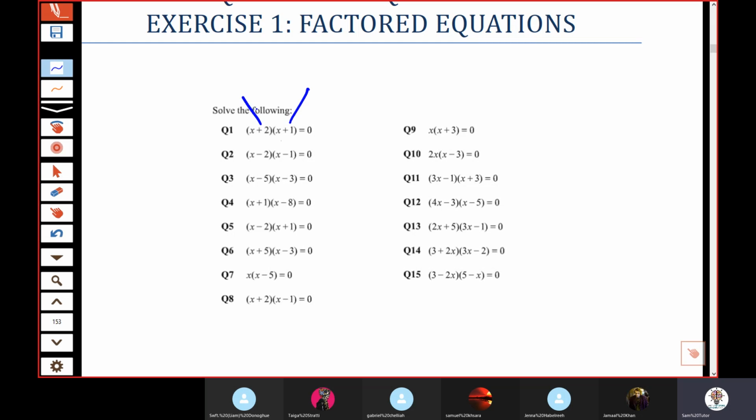You'll draw two arrows, or draw two things. So what does that mean about x plus 2? It has to equal 0. And then how do we solve for x? x equals negative 2. And then x plus 1 equals 0, which means x equals negative 1. What you can see eventually is it has to be the opposite of what you see.